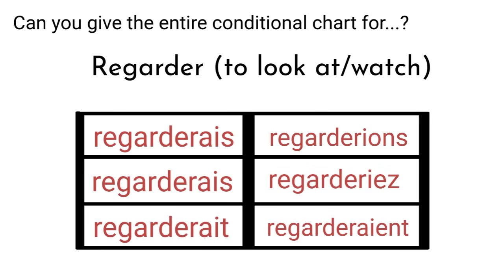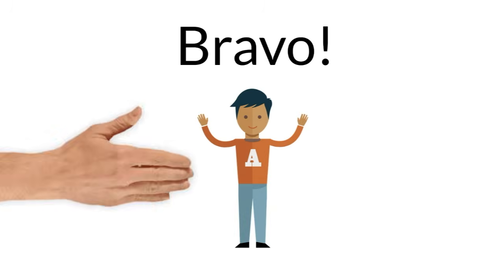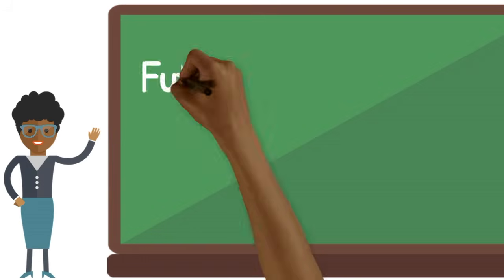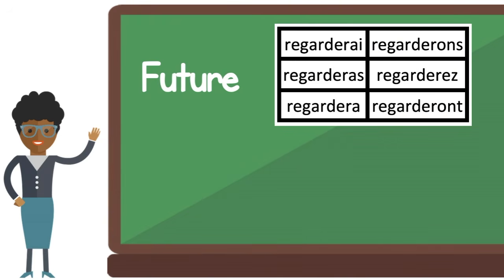How'd you do? Je regarderai, tu regarderais, il regarderait, nous regarderions, vous regarderiez, il regarderait. Bravo! Around this time, you may be thinking, the conditional seems really similar to the future. How do I tell them apart? Well, the endings are our friends here.